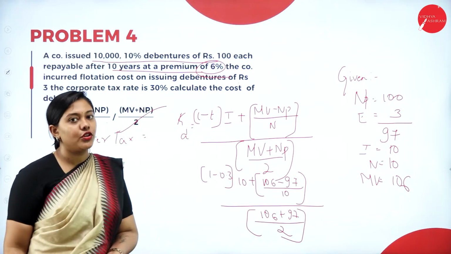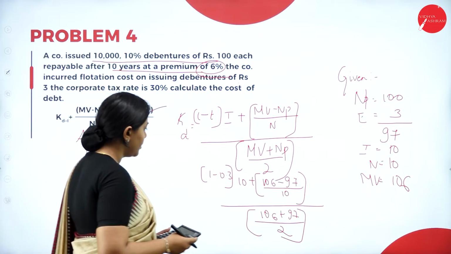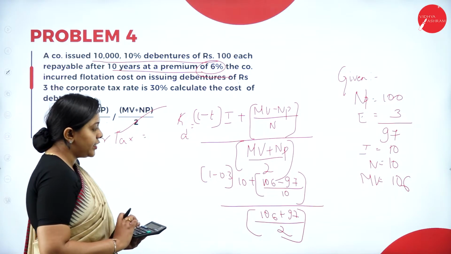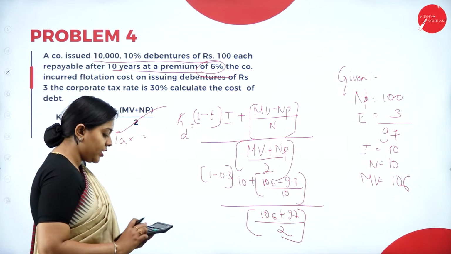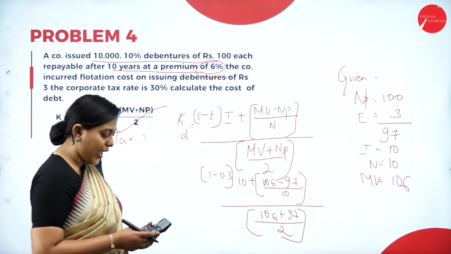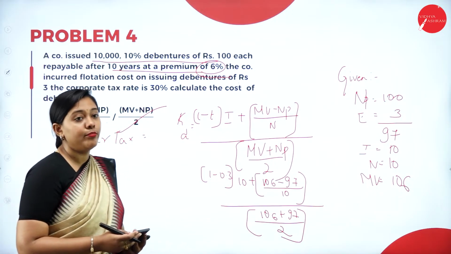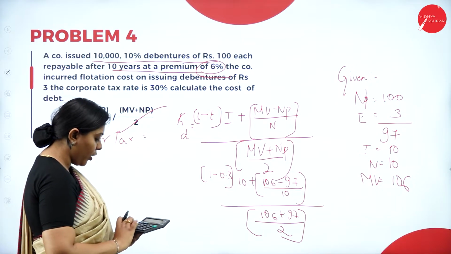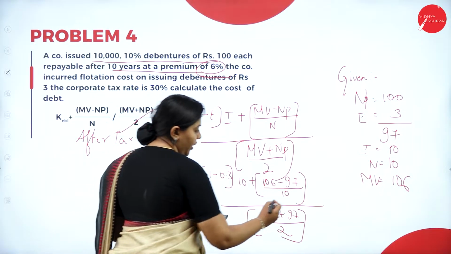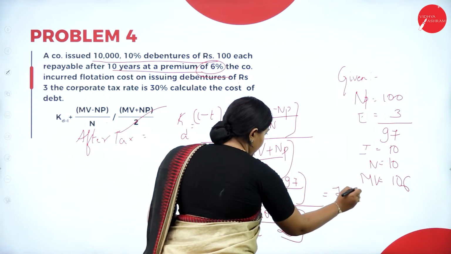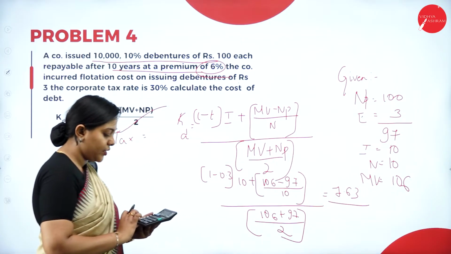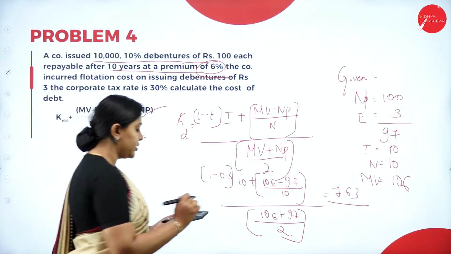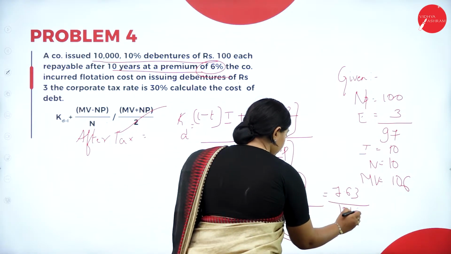So let's substitute the values. 106 minus 97, it is 9, divided by 10, 0.9. If you add it with the interest, it is 10.9, and if you multiply it by 0.7, it is 7.63, divided by 106 plus 97 divided by 2, it is 101.5.